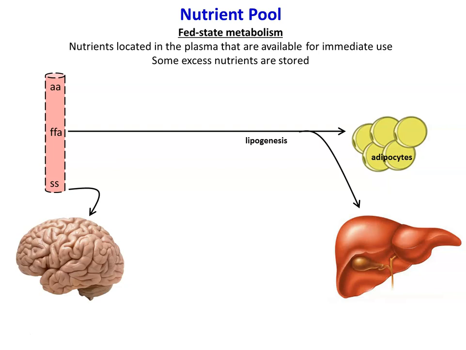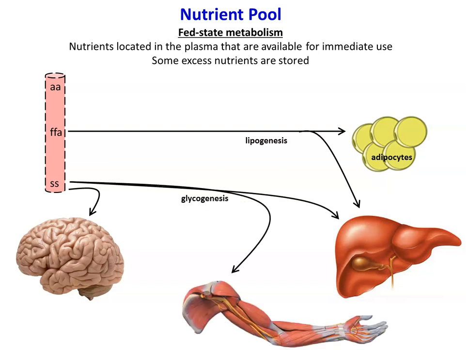Now, let's talk about simple sugars. Our brain needs simple sugars. Otherwise, we go into a coma. And so we automatically take sugar and metabolize it in the brain. Now, we can store sugar in the form of glycogen, which is a big sugar carbohydrate molecule, in skeletal muscle and in the liver. These are your main storage places for sugar. So glycogenesis, I'm making glycogen from scratch.